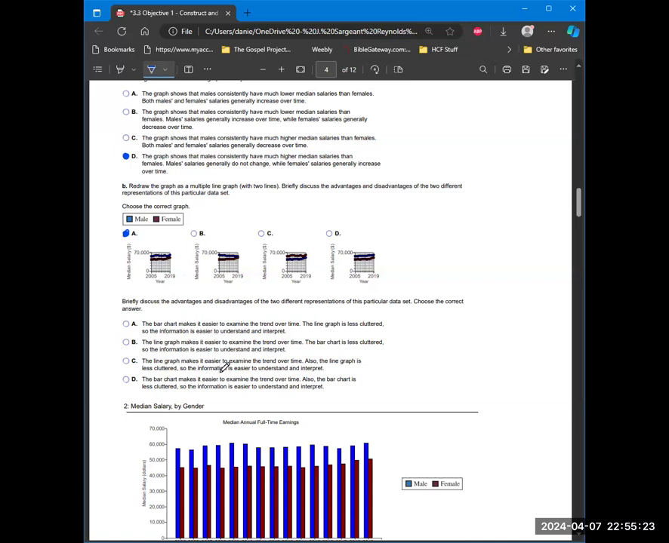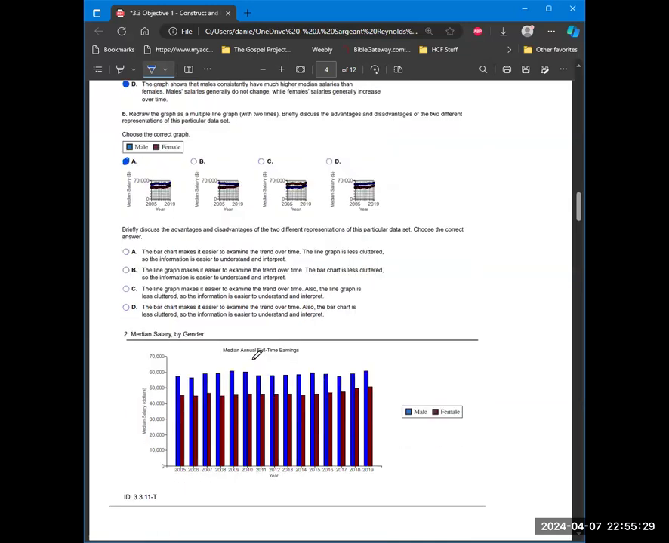And then briefly discuss the advantages and disadvantages of the 2 different representations of this particular data set and choose the correct answer. So the line graph makes it easier to examine the trend over time. Also, the line graph is less cluttered, so the information is easier to understand and interpret.